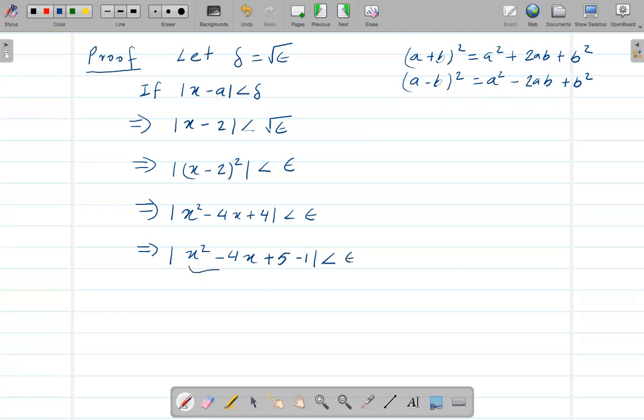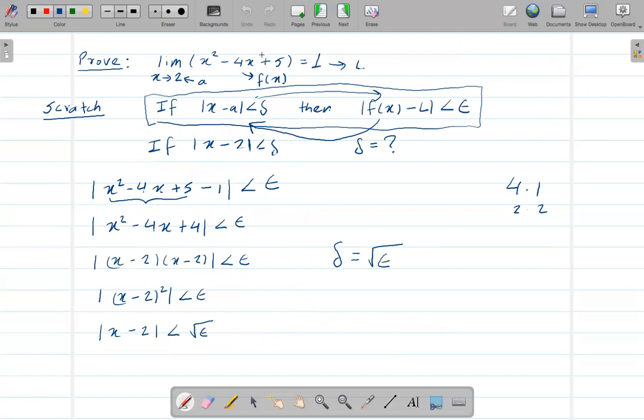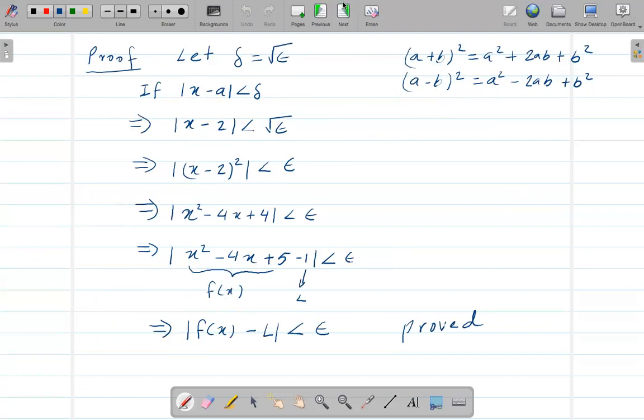So that way this thing is f of x. There is a minus, right? Minus, and this is L. Okay, so finally now we can say this is the absolute value of f of x minus L is less than epsilon. So that means we proved it. All right, so that's how we can prove this thing using the definition of limit, or precise definition of limit.